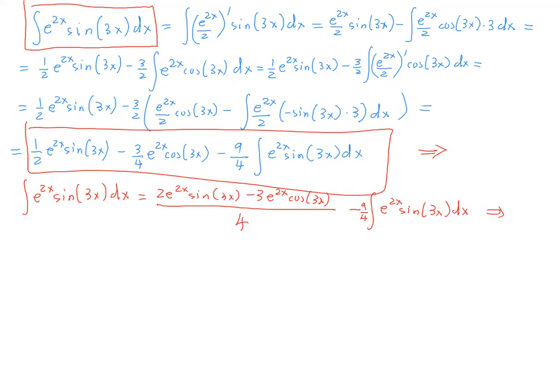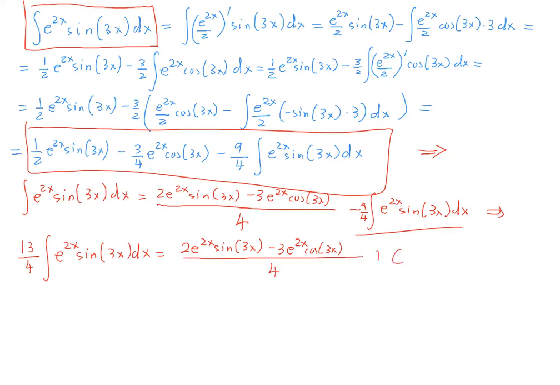So at this point, we bring this term over to the other side. So we have 1 plus 9/4. How much is 1 plus 9/4? It's 13 over 4. So we will have 13 over 4 times the integral of e to the 2x sine of 3x dx is equal to 2e to the 2x sine of 3x minus 3e to the 2x cosine of 3x over 4 plus c.